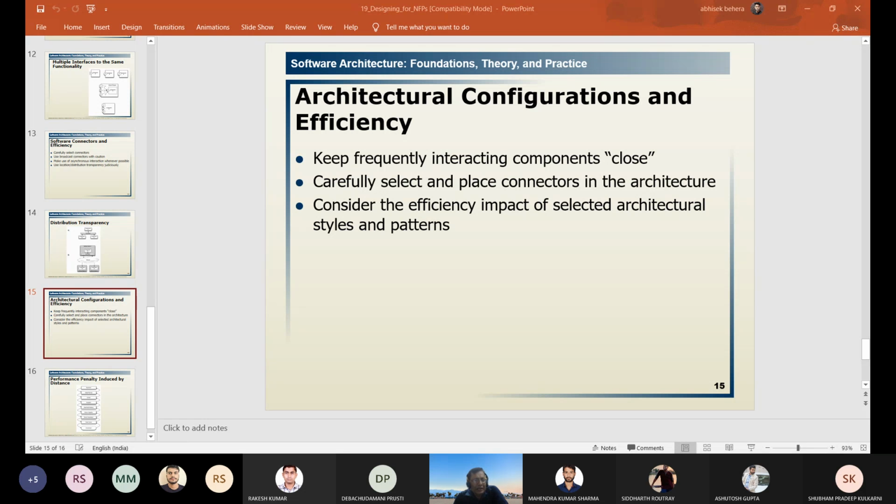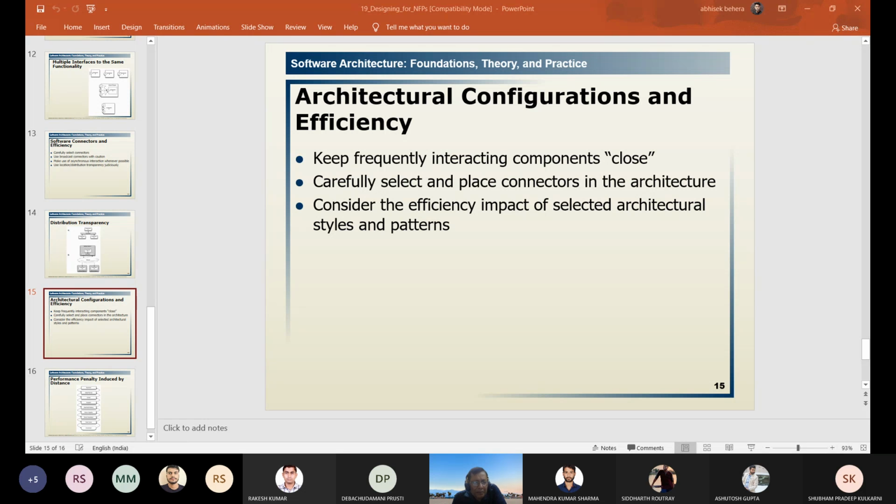So what it says: keep frequently interacting components close. Keep the components which are frequently interacting among yourself in your UML design or library management. You identify the classes, then components, and put them as close as possible. Carefully select and place connectors in the architecture. Identify which connector is the best connector out of 8. So put that properly. Don't make any mistake. Select that and place that.